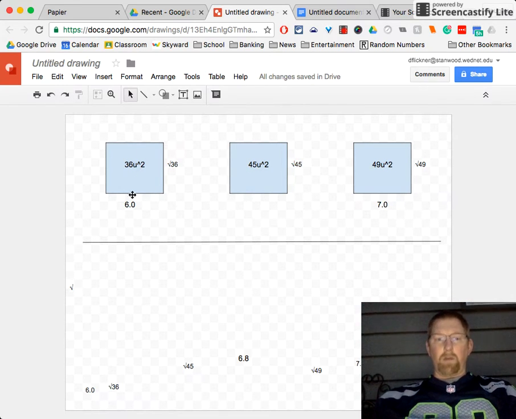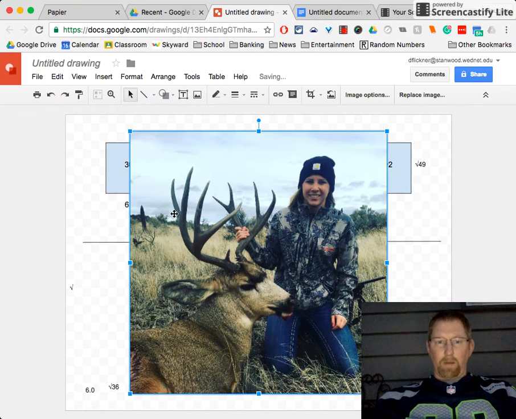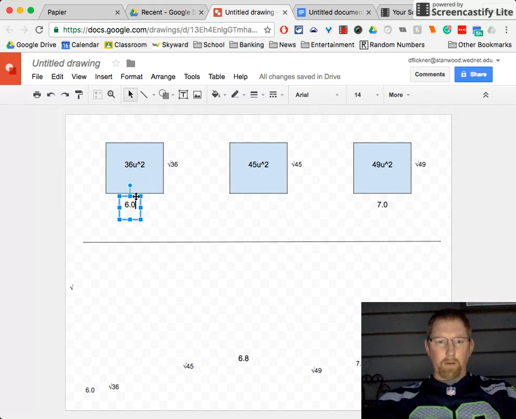Well, let's look at these numbers over here, and let's just think about side length for a little bit. If this side length over here is root 36, and we knew that was exactly 6, and this side length over here was root 49, and we knew that was exactly 7, we could put these numbers on a number line. So let me see if I can copy this here. Oh, wow, that's a nice deer. That's not quite what I meant, though. How about this? Let me see if I can try that again here.